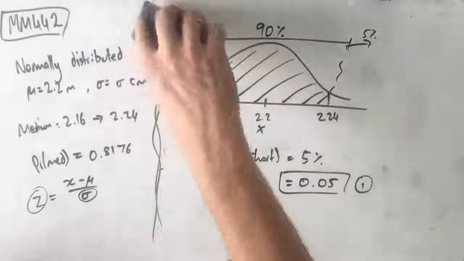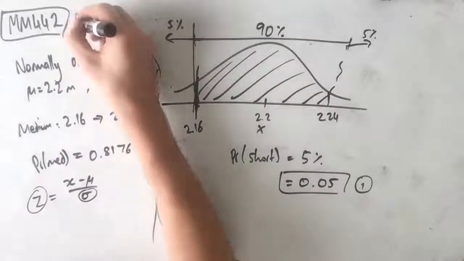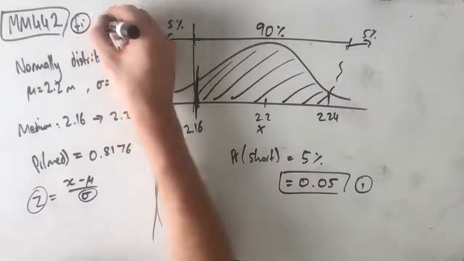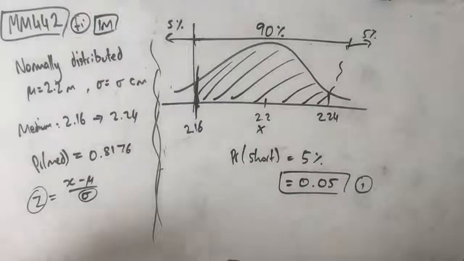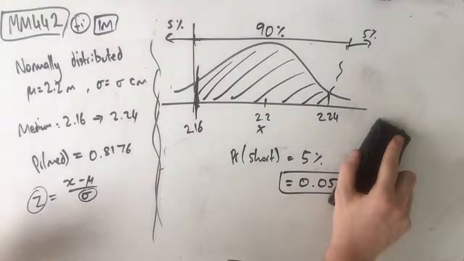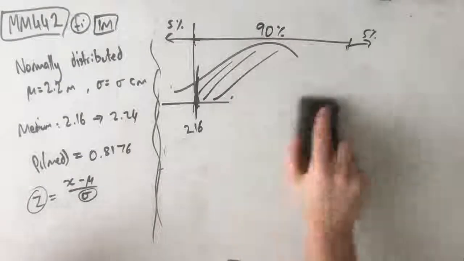Part F is starting to move us into statistical inference. So this is just a 1 mark question. And it says the quality assurance, can I get rid of this? Yes.